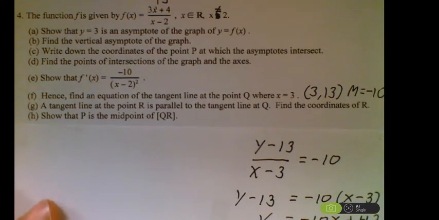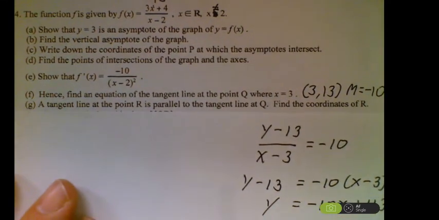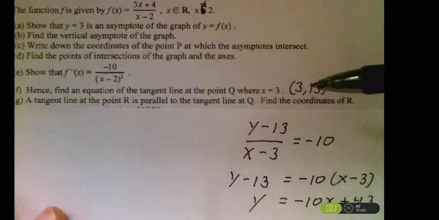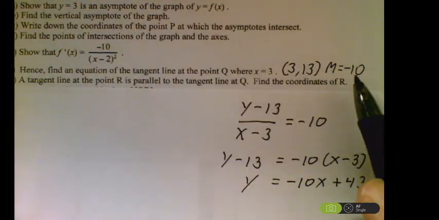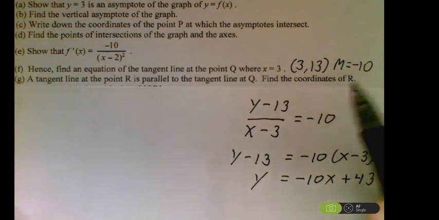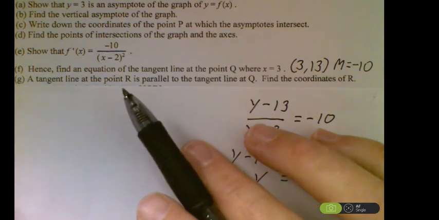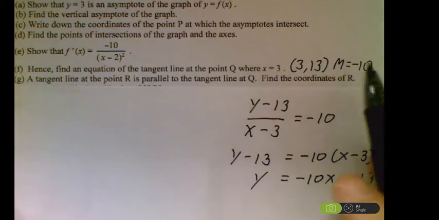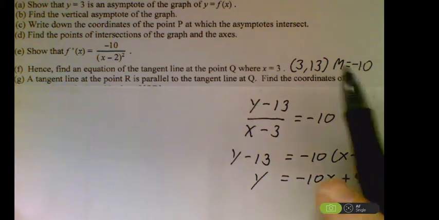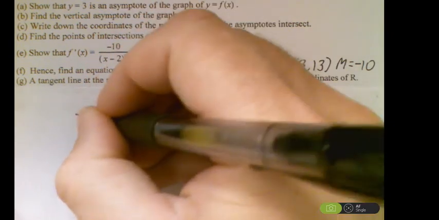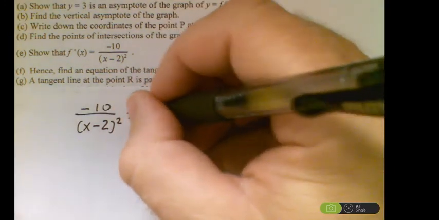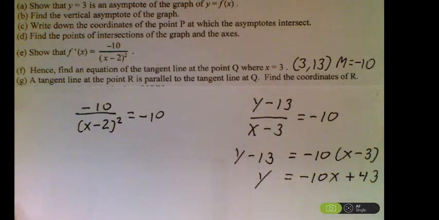So moving on to G, now we've got a tangent line at point R, and it's parallel to the tangent line at Q. Of course we know parallel lines mean the same slope, so we're going to have the slope of negative 10, which we just used. Point R we don't know anything about yet. All we know is a slope, and whenever you're working with a slope, that means you're working with a derivative. So if we take our derivative and set it equal to the slope of negative 10, we can now solve for the x coordinate.